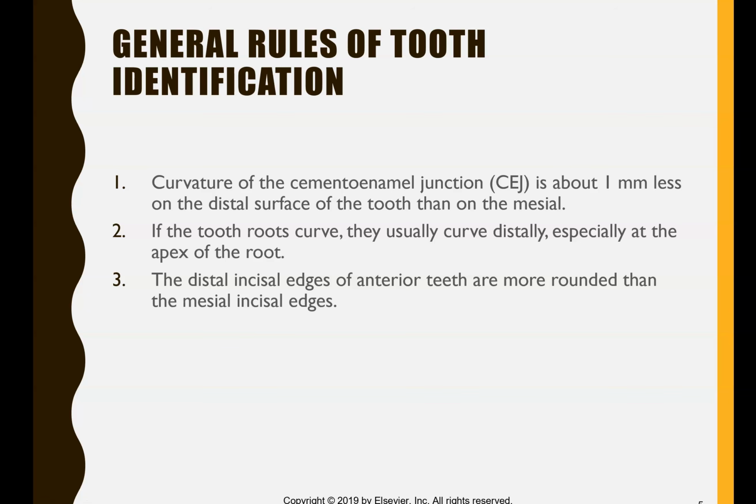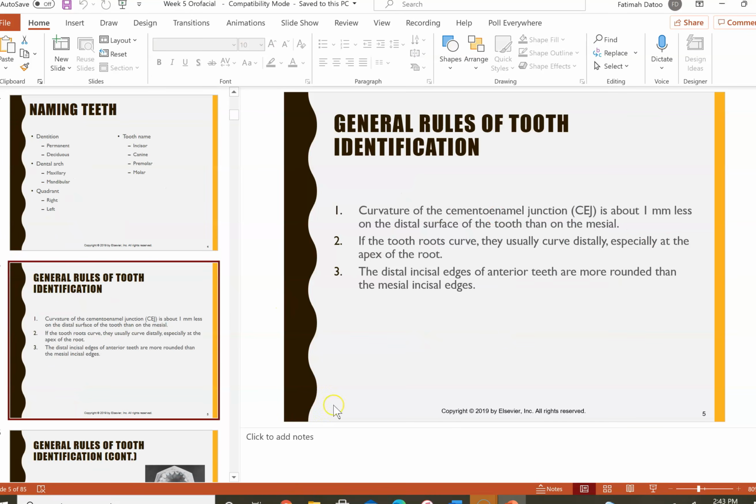So here are some rules of tooth identification. The first one says that the curvature of the CEJ is 1 millimeter less on the distal than on the mesial. What does that mean? What does it mean when we say the curve is less on the distal and more on the mesial? Well, I'm going to show you.